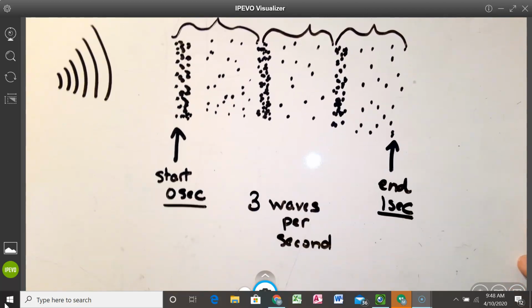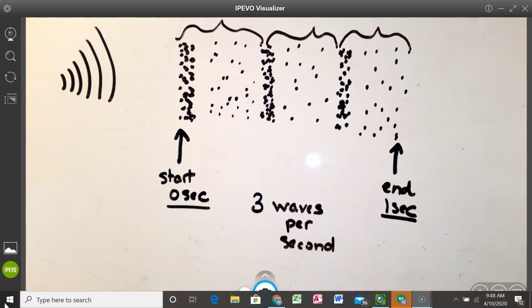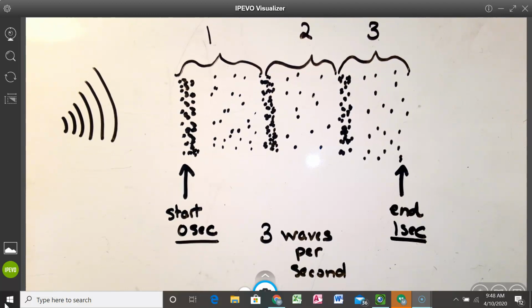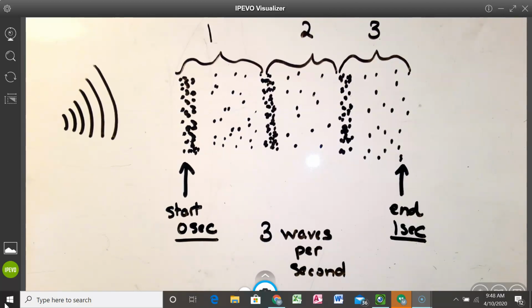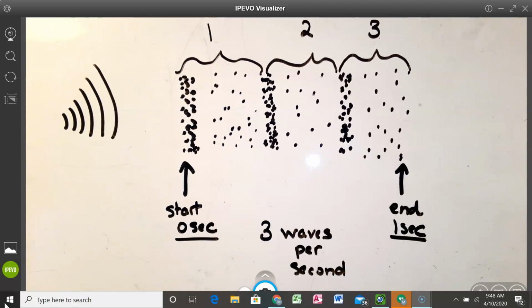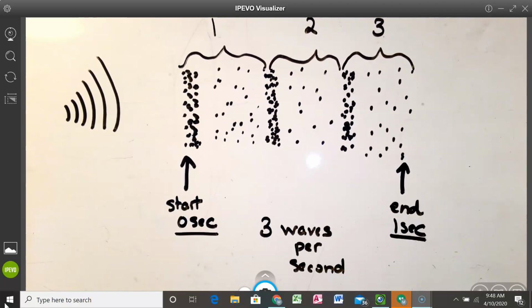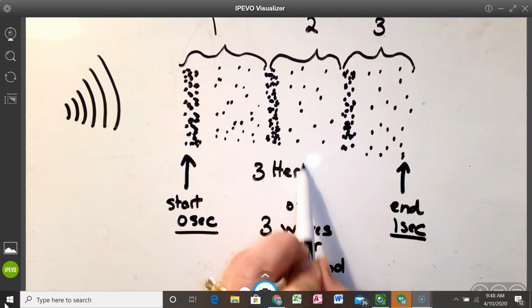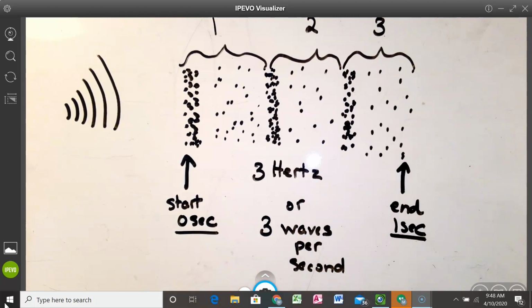Now, those of you that know a little bit about some things you've learned, maybe you play an instrument and you know things like this, this waves per second is actually given a different type of unit, and it's called a hertz. So a wave per second could also equal, and just so you can see it, I'm going to write this up here, 3 hertz. So 3 hertz equals the same as 3 waves per second.